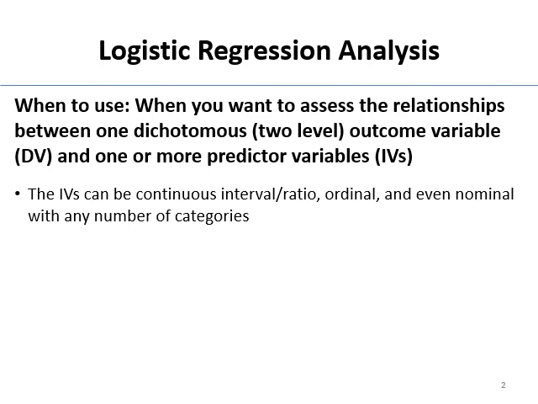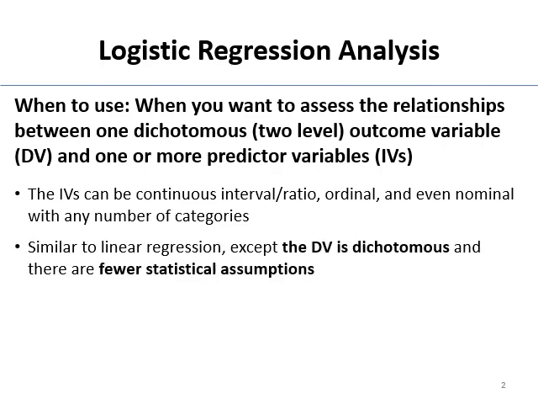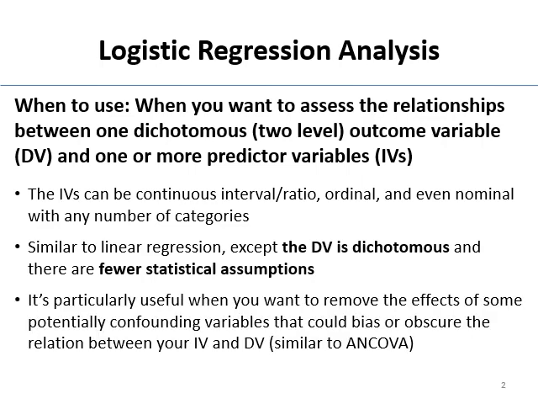You're predicting something, right? Or assessing the relationship between some DV and some independent variables. But the difference here is the outcome variable is a two-level, dichotomous variable: dead, alive, completed therapy, didn't complete therapy, that sort of thing. And the predictors can be pretty much anything under the sun, which is what makes it cool. So it is similar to linear regression, except the DV is dichotomous, and there are fewer statistical assumptions.